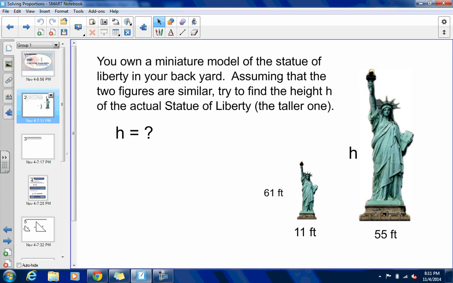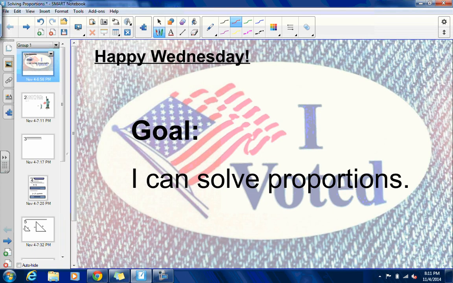All right, so we're assuming that they're similar. What we're going to do today is figure out what that h would be, and maybe you can do that in your head right now, but we're going to show how you can do that, and similar things like that, by setting up and solving proportions. So that's our goal for today, to be able to solve proportions, and we will also be setting some up.